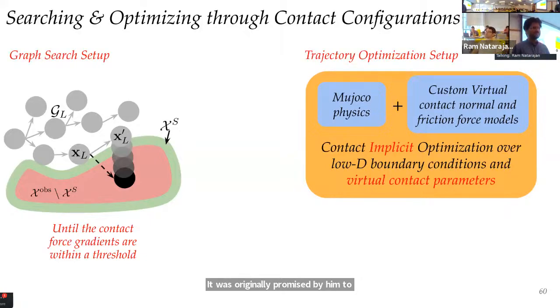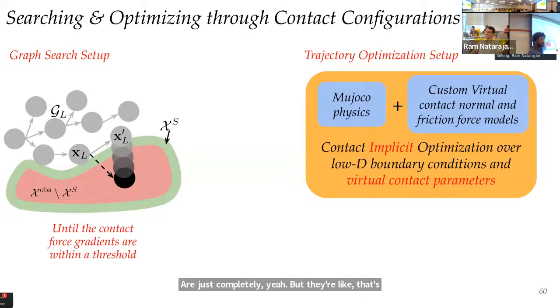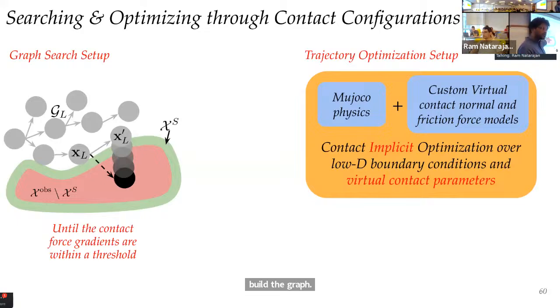it's still messy. We're working on this right now, actually, with those guys, and we found, as a fun FYI, and I was curious what you were doing here, because we're trying to do collocation on top of the MuJoCo stuff, and it absolutely does not work. And their gradients, specifically if you're in penetration, are just completely useless. Useless, yeah. But that's what I've been using to get this contact configuration though. It is useless, yeah, but the normal direction is useful to build the graph. Absolutely, the values are useless, but the directions are pretty useful.